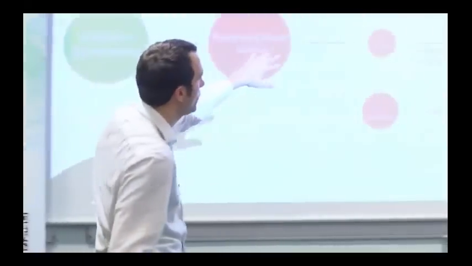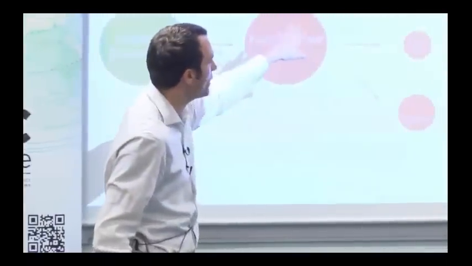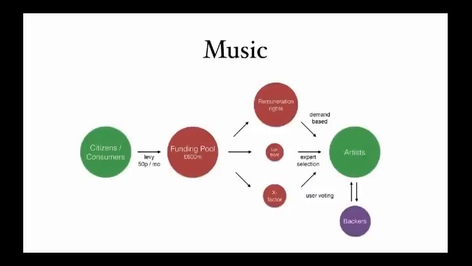you might divide up the money not quite in proportion to usage. You might give a bit more money to the less well-off artists and a bit less money to the very rich artists. But in general, this would be based on remuneration rights money. This would be a big pot, maybe £500 million. It would be divided up in proportion to the amount of music that got played.